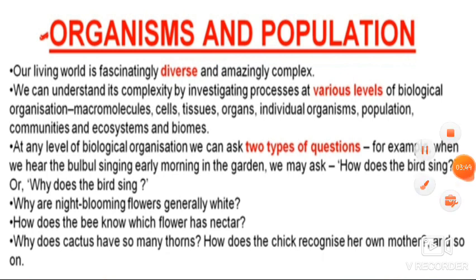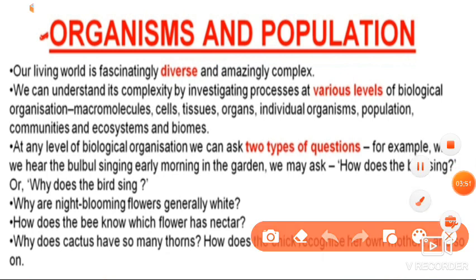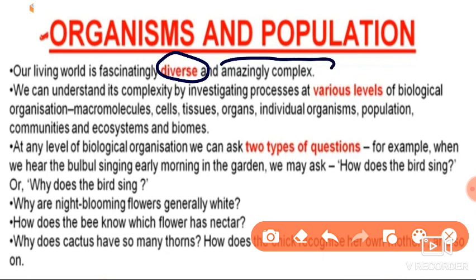Organisms and population. Here the first thing, here you can see our living world is diverse. It is very diverse and amazingly complex. It is not as simple as what we think. Diverse organisms are there, a lot of animals are there, a lot of plants are there. Plant diversity is huge, animal diversity is huge. As compared to plant diversity, animal diversity is a little bit more.